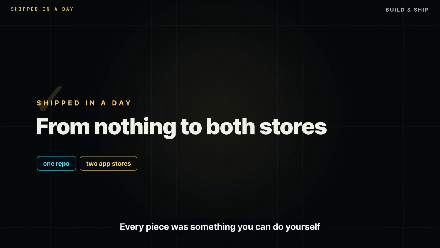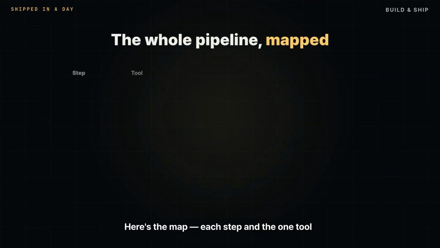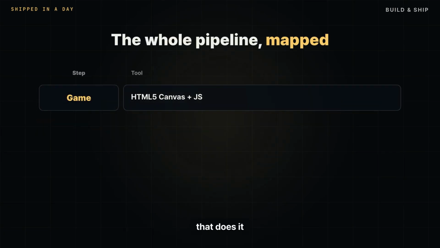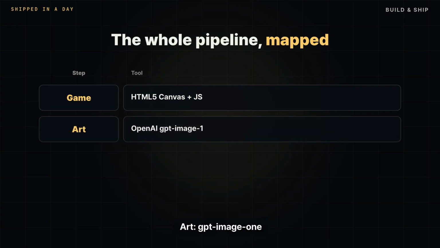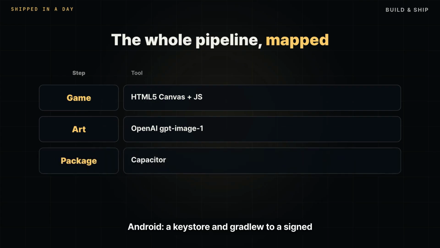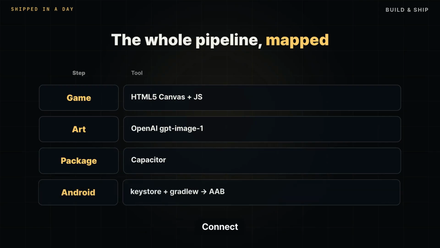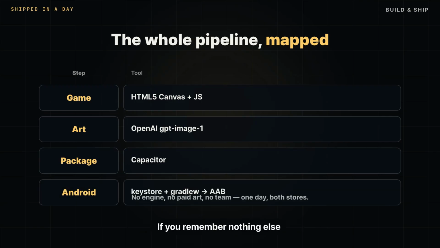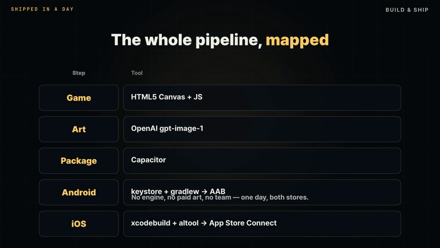Every piece was something you could do yourself, with tools that are free or nearly free. Now you can picture the whole pipeline, start to finish, and repeat it. Here's the map, each step and the one tool that does it. Game: Canvas and JavaScript. Art: GPT Image 1. Package: Capacitor. Android: a keystore and gradlew to a signed bundle. iOS: xcodebuild and altool into App Store Connect. Source: public on GitHub. If you remember nothing else, remember that shipping a small game is this short a list.